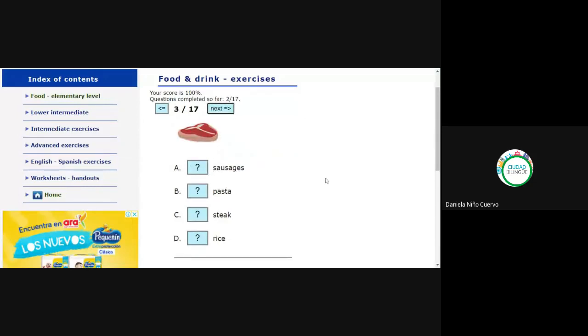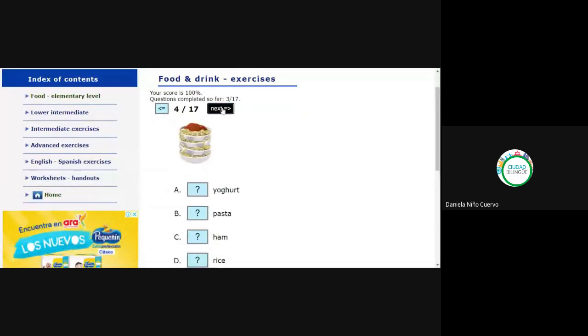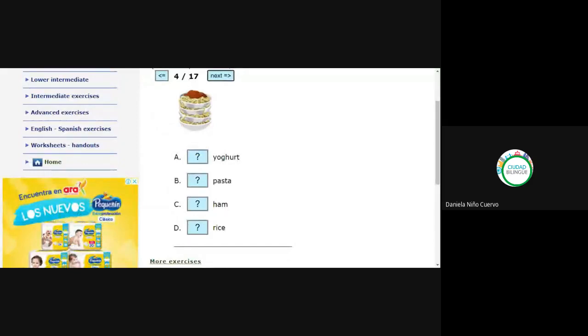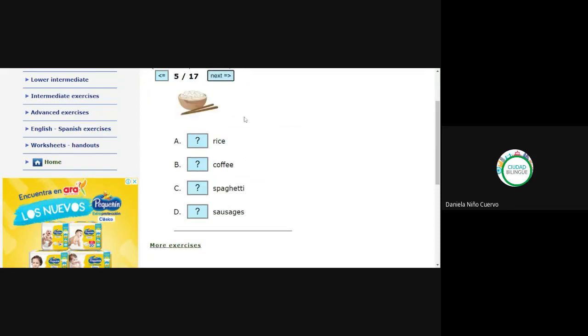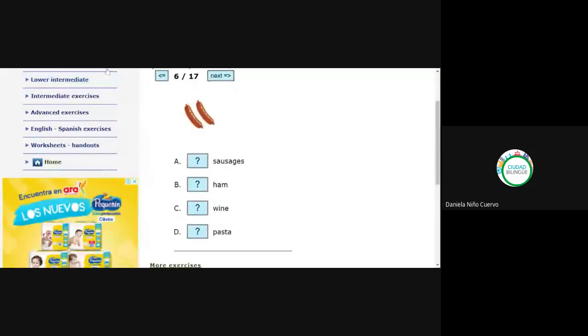What is that? Very good, Safka, Marbeli. Steak. How do you say steak in Spanish? Filete. Yes, very good. We continue. Number four. What is that? Very easy, similar to Spanish. Pasta. Yes. Number five. Rice. Very easy. Number six. Yes, sausages.